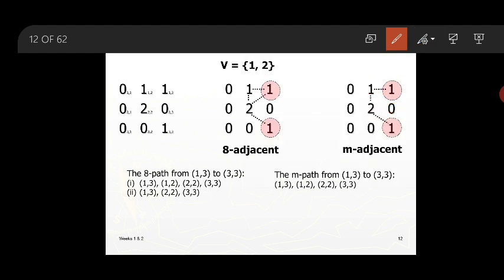Means this is 1. Anyway, it is from V, but 0 is not from V, so you can't say that you can go from 1 to 2. Both the common pixels for this pixel and this pixel should not be from V. Then only you can make a diagonal connection. Then how can I go all the way?